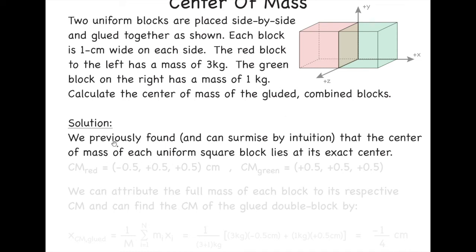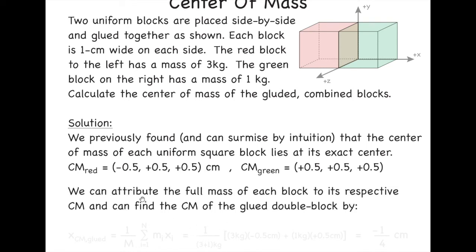All right, so our solution is that we've previously found, in just the last slide, that the center of mass of each uniform square lies at the center of that square, of that cube, right? So the center of mass for the red block is at exactly minus 0.5 in x, plus 0.5 in y, plus 0.5 in z. The center of mass for the green cube is at plus 0.5 in x, plus 0.5, plus 0.5 in y and z. And what we can do is we can attribute the full mass of each block to its representative center of mass.